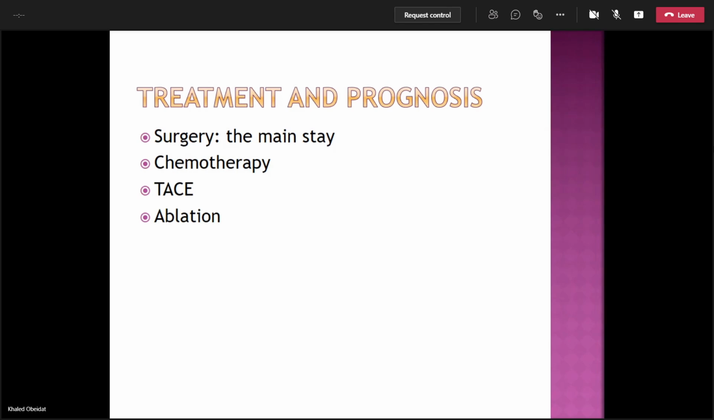For those who present with advanced disease, chemotherapy as adjuvant may be given. Unfortunately, the response is not great, and it will also be offered for those who are unresectable as palliative. TACE may be used also, and novel chemoembolization and ablation for small lesions if the patient cannot tolerate surgery. Ablation similar to HCC.